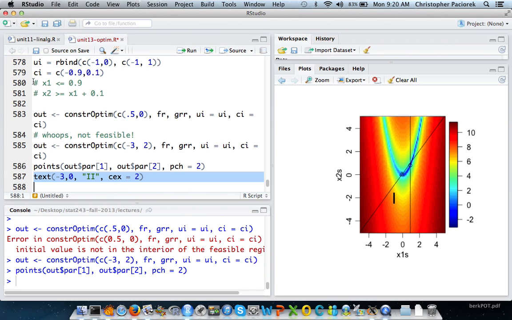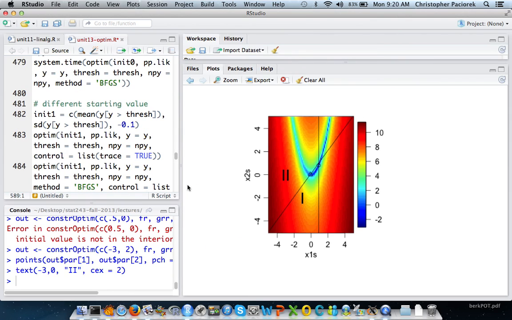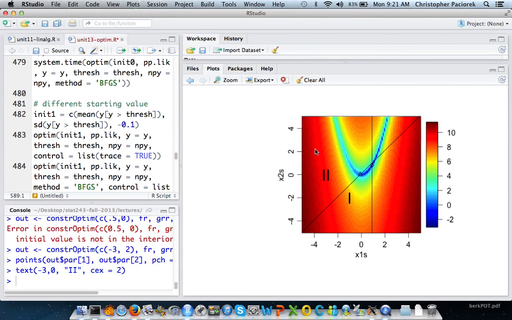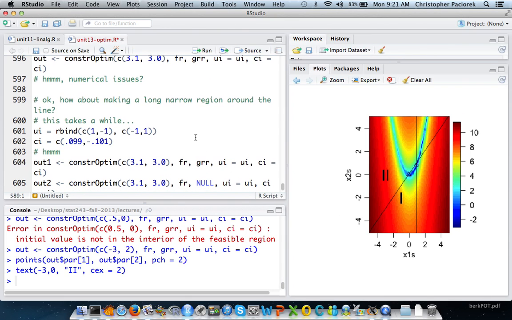And now if I do it, that should work. And now it found this new point here. So this was our feasible region. I had -3 and 2, so I started out here, and it ended up finding that the minimum value was here, which is not on the boundary with respect to this one, but is on the boundary with respect to one of the constraints there. Okay, so any questions about that?